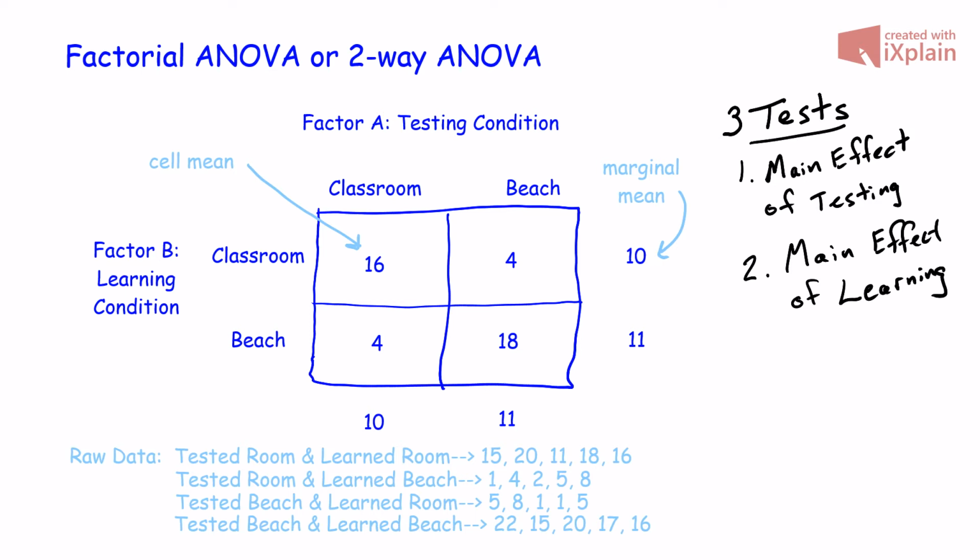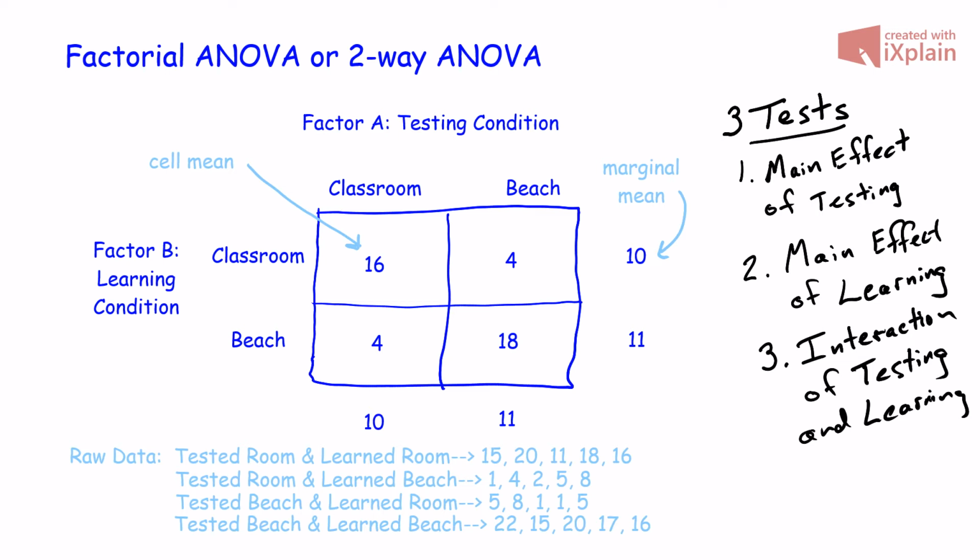Now, what makes the factorial ANOVA so important and so useful in research purposes is the fact that it allows you to test for what's called the interaction between factor A and factor B. In real-world situations, things are rarely as simple as there's only one factor that influences people's response. It's usually a multitude of factors. And that's what the interaction allows us to do. We can test how, in this case, learning condition interacts with testing condition.